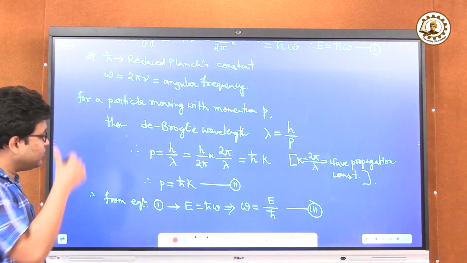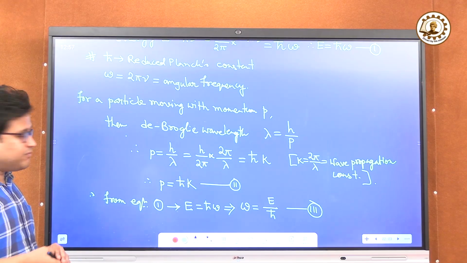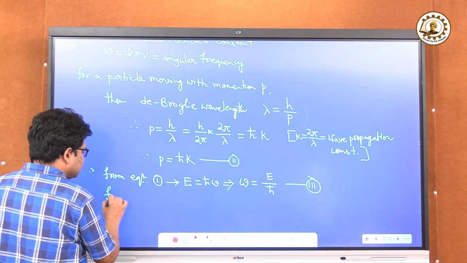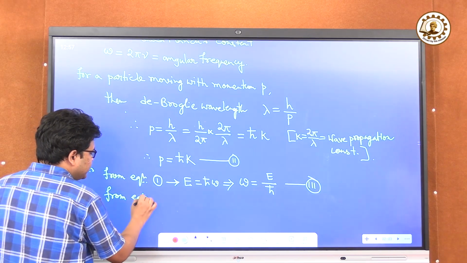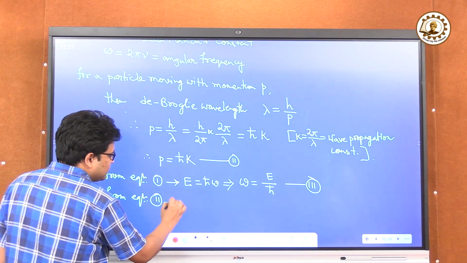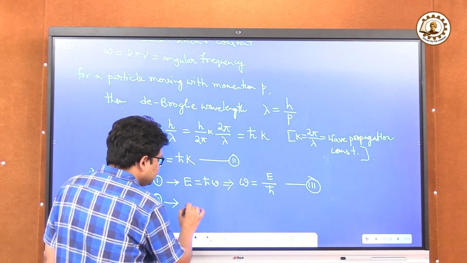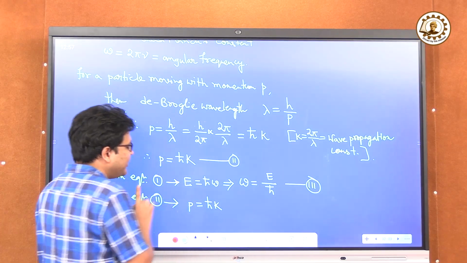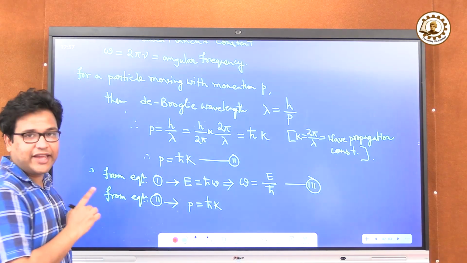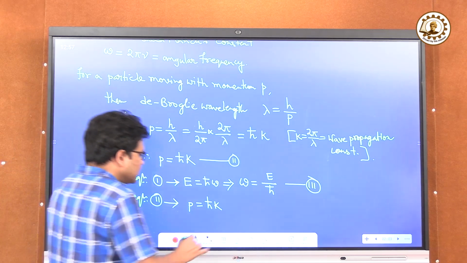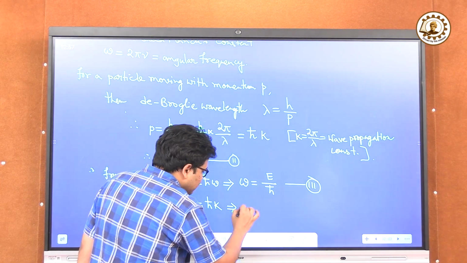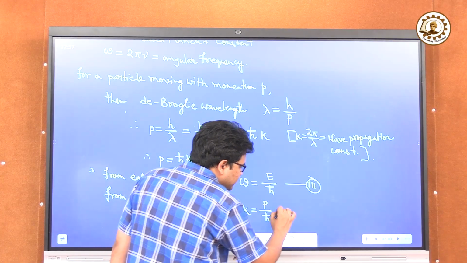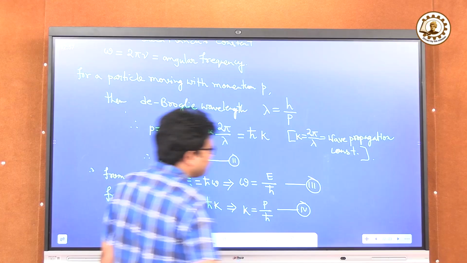Now from equation number 2, that means p equals h cut k. Here p is the momentum, h cut is the reduced Planck's constant, and k is the wave propagation constant. So k becomes p by h cut. This is our equation number 4.